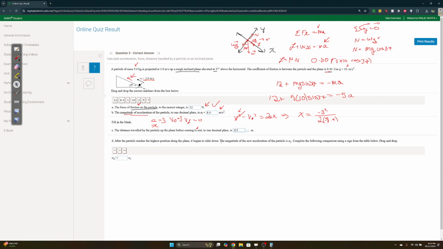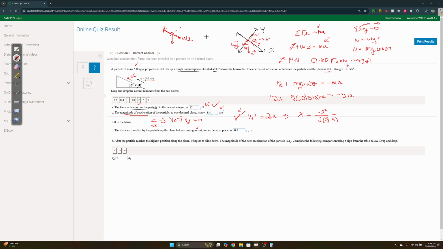After the particle reaches the highest position, it begins to slide down. The magnitude of the new acceleration is a2. Complete the following comparison using a sign from the table below. Think of it like this, okay? The next time you're sliding down the inclined plane, the only thing pushing the object down would be the x component of the weight, and you have the friction over here, right?